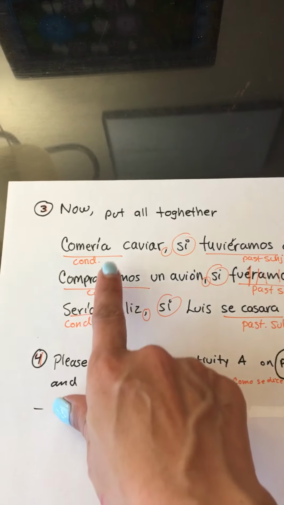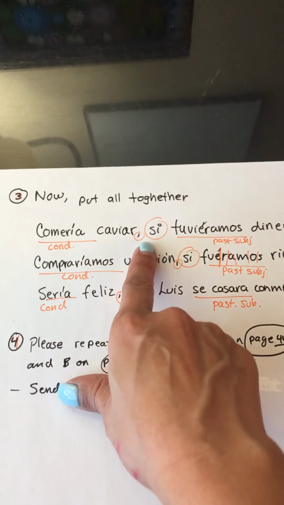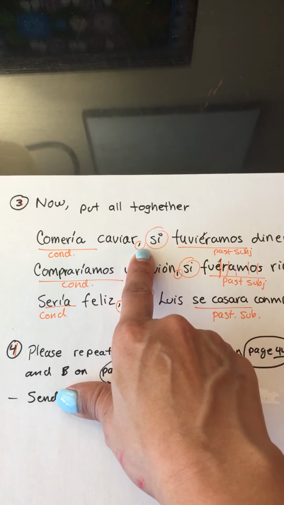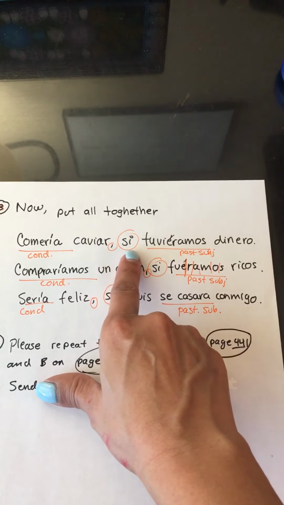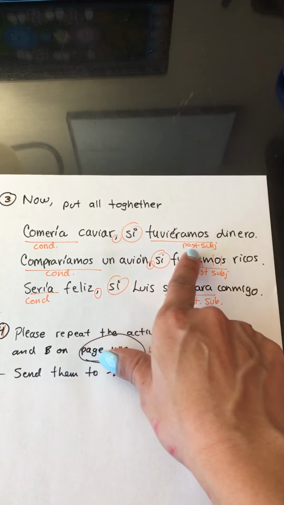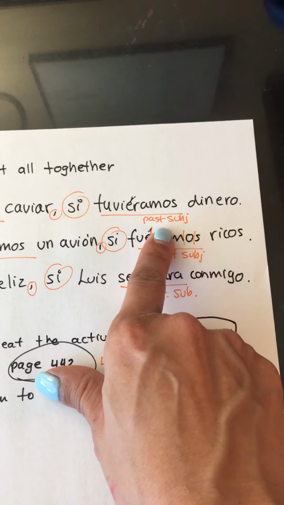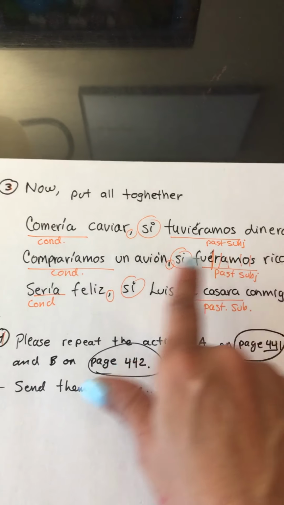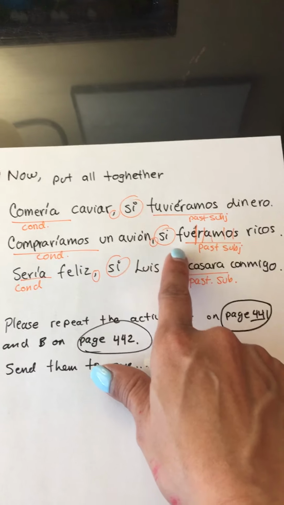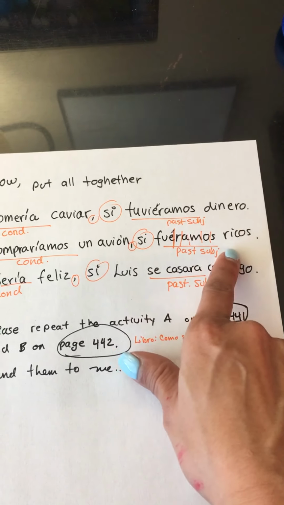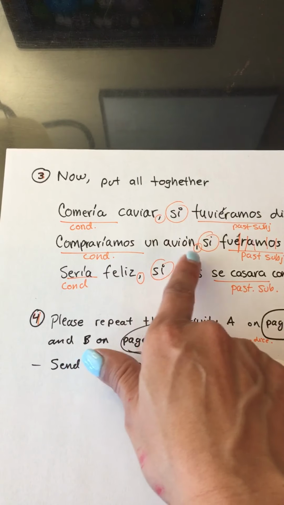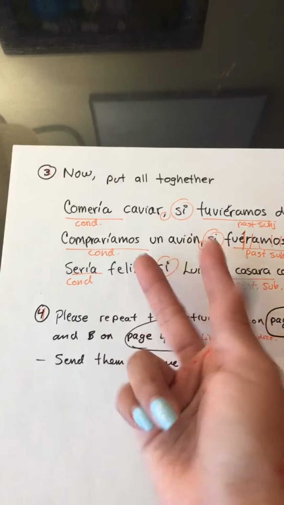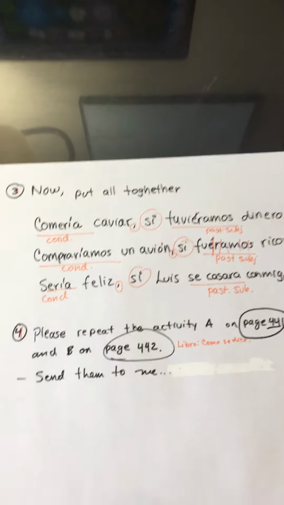So first you put the would part. You put a comma. It will help you to visualize, and it's correct for grammar. Si, the if part, tuviéramos, past subjunctive, and complement. Or you can reverse it. You can say, si fuéramos ricos, compraríamos un avión. So you can use this backwards.